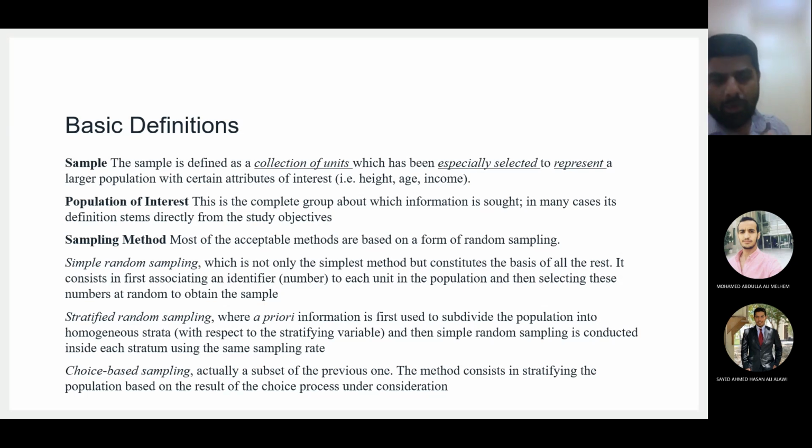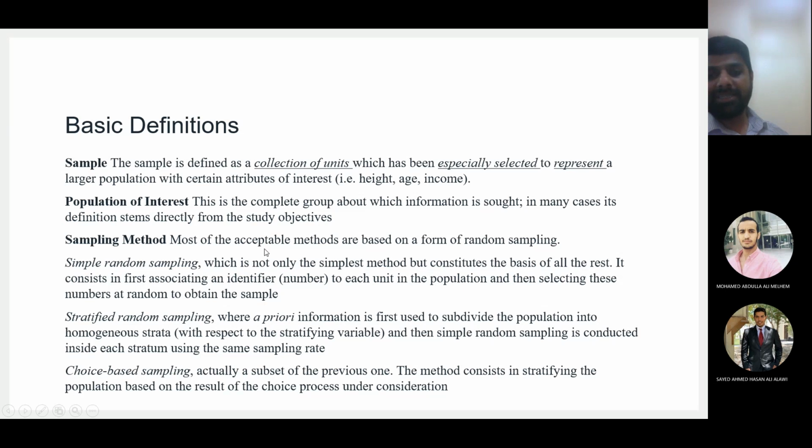So if your study is only limited to a city, then your population of interest will be the population of the city. If the objective of your study is to cover the entire Gulf region, then your population of interest will be the entire Gulf region, and so on. Sampling method: sampling is focused on the selection of units in the sample. Sampling method means how I should select the samples for which I will collect the data.